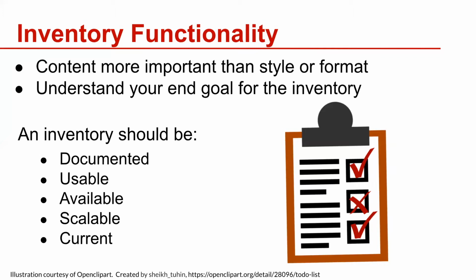An inventory should be documented, write it down and save it. It should be usable, a simple format that's easy to sort and share. It should be available and accessible to your team, your managers, and anyone else that would need to see it. And it should be scalable, so you can add additional content or information to it in the future. And it should be kept current. The most useful type of inventory stays up to date. So you should have plans on keeping the inventory up to date and updating it periodically.